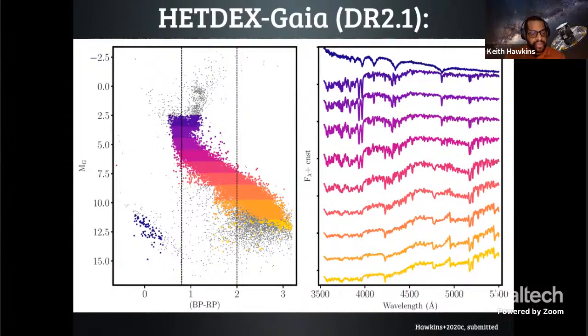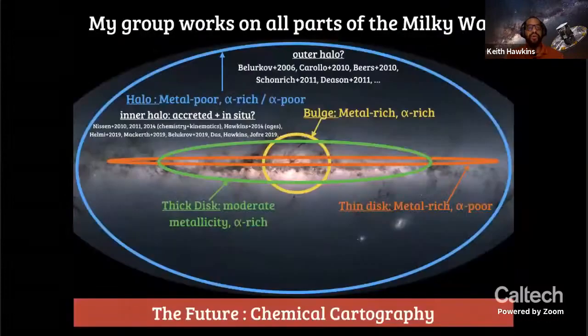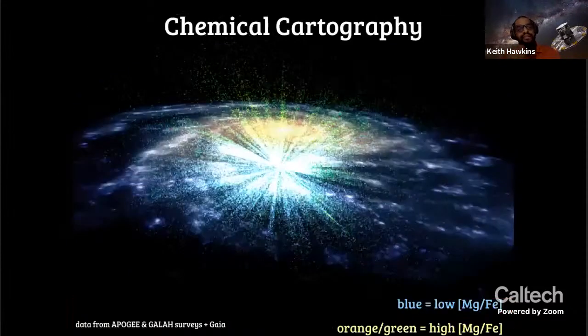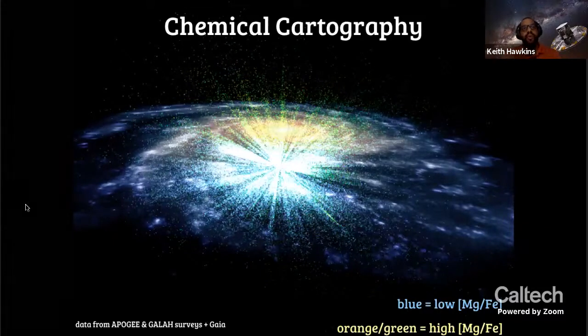With that, I want to end and just say that my group works on all of the components of the Milky Way, and we're really interested in using the chemical composition of stars in the galaxy. What I really hope to do in the end is put together a very detailed map of the galaxy, which I call chemical cartography, where we place stars in the galaxy from Gaia, but then color code those stars with their different chemical abundance signatures, going out and searching for the substructure that may exist in the galaxy.